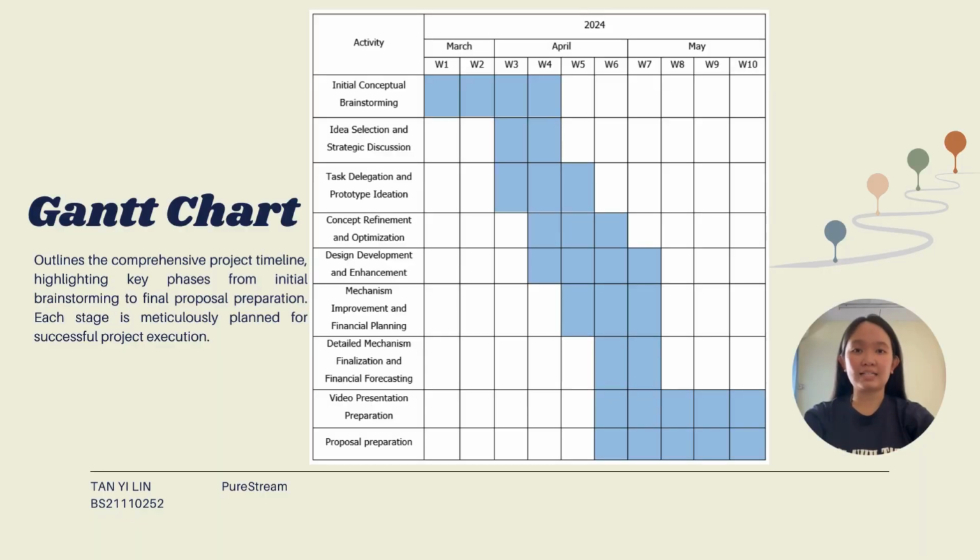The Gantt chart outlines the comprehensive project timeline, highlighting key phases from initial brainstorming to final proposal preparations. Each stage is meticulously planned to ensure a structured approach, beginning with conceptual brainstorming and idea selection, followed by task delegation and prototype development. The process continues with detailed refinements and enhancements of both design and mechanisms, coupled with thorough financial forecasting. The final stage focuses on finalizing the mechanisms and preparing a compelling video presentation and proposal, ensuring all aspects are meticulously addressed for successful project execution.